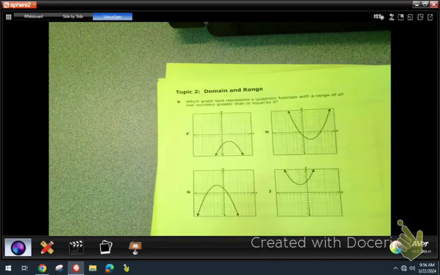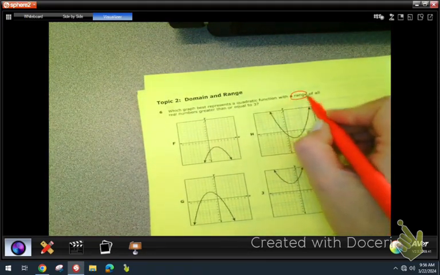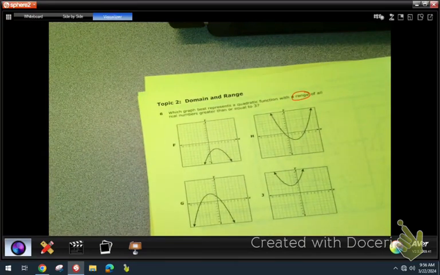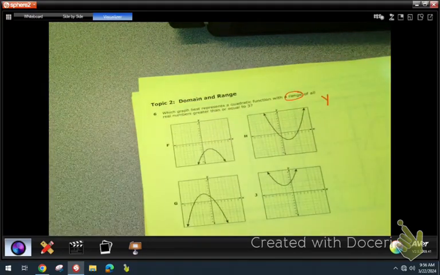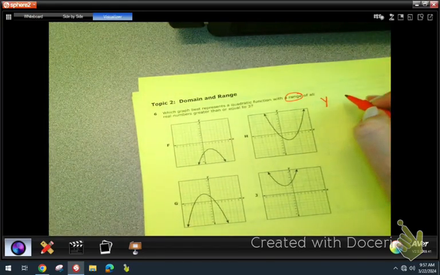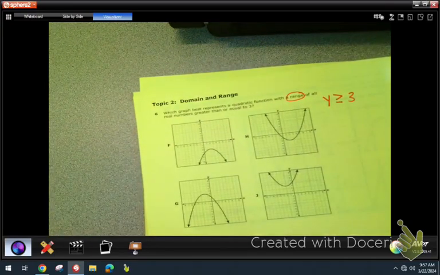Okay, look at the first one, number 6. It says, which graph represents a quadratic with a range? Every time you see the word domain or range, I think you should circle which one, and then I think you should write X or Y. So range is what? Y. I'm going to go ahead and write that. Now, this problem, they gave you words. It says the range is all real numbers greater than or equal to 3. How do we write that in an inequality? Y, because it's range. Y greater than or equal to 3. I would write that down.